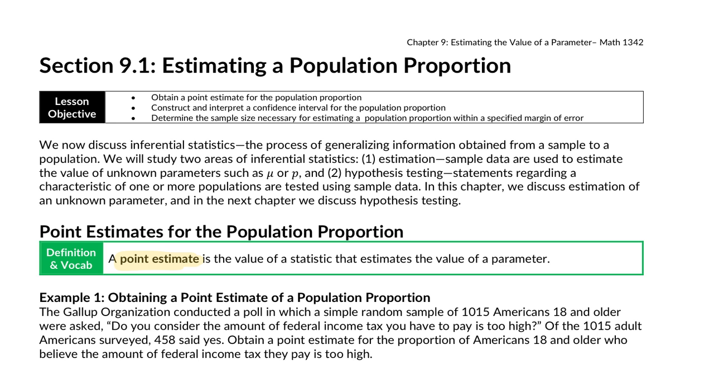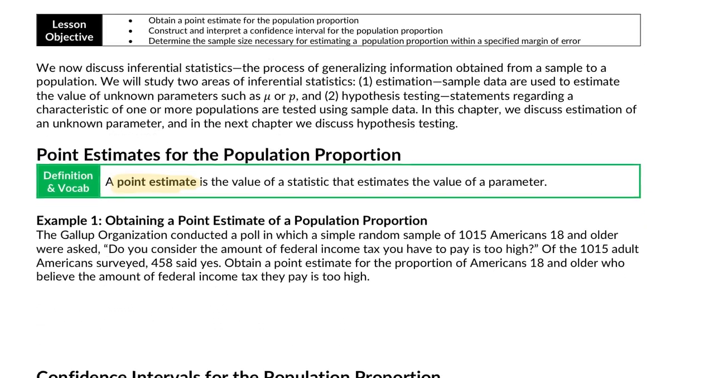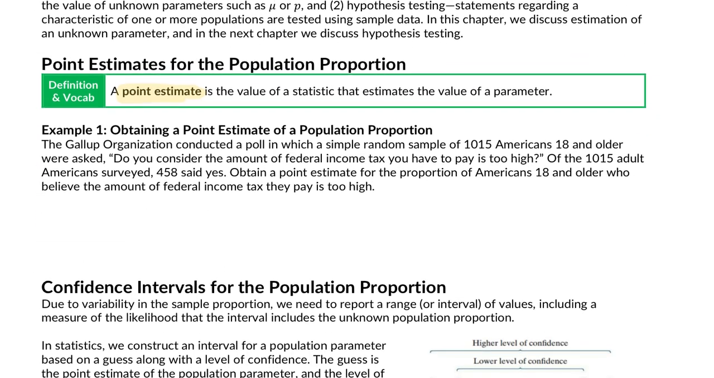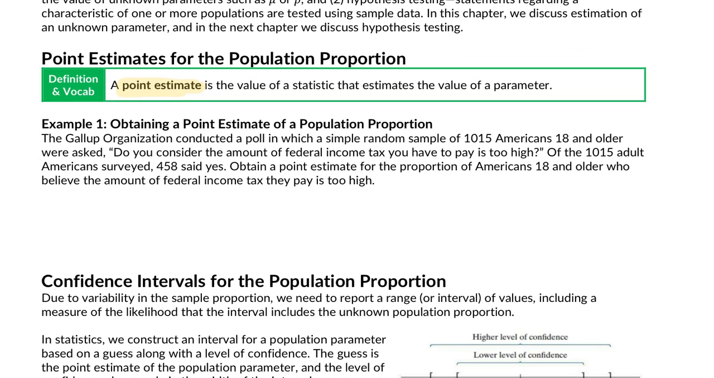It's going to feel like exactly what we've done before, and it is. So example 1. The Gallup organization constructed a poll in which a simple random sample of 1,015 Americans 18 or older were asked, do you consider the amount of federal income tax you have to pay too high? Of the 1,015 adult Americans observed, 458 said yes. Obtain a point estimate for the proportion of Americans 18 and older who believe the amount of federal income tax they pay is too high.